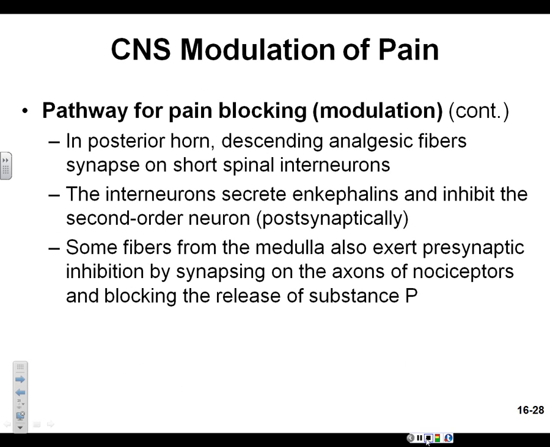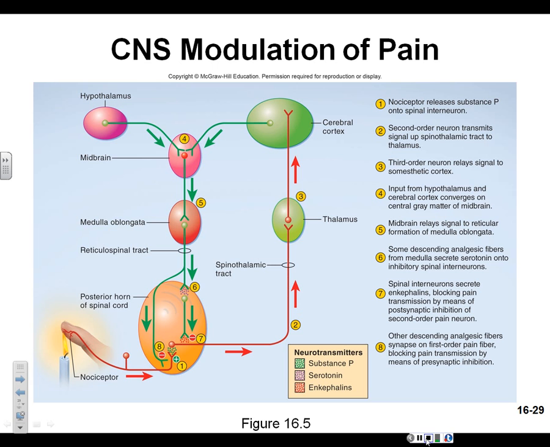All right, so again, by blocking the release of substance P, that allows us to alleviate the transmission of the pain by way of the nociceptors. If you look at this slide, figure 16.5, it shows you the hypothalamus, the midbrain, and the cerebral cortex. So one, you get the nociceptors.